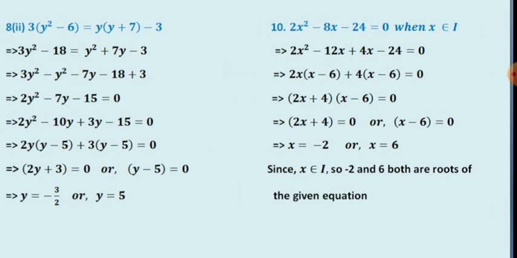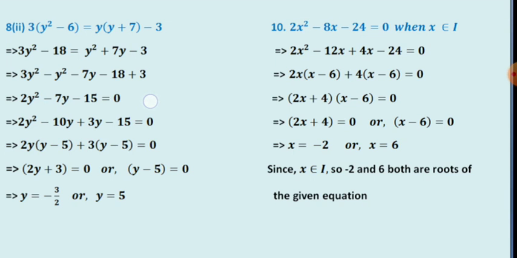Next, question number 8.2. 3 into (y square minus 6) equals y into (y plus 7) minus 3. So let us first solve this equation. That is 3y square minus 3 into 6, that is 18, equals y into y, that is y square, plus y into 7, that is 7y minus 3. Now bringing all the terms together, 3y square minus y square, plus 7y will become minus 7y. Minus 18 will remain as it is, and minus 3 taking to the other side is plus 3. This will be equal to 0, which I have not given over here.